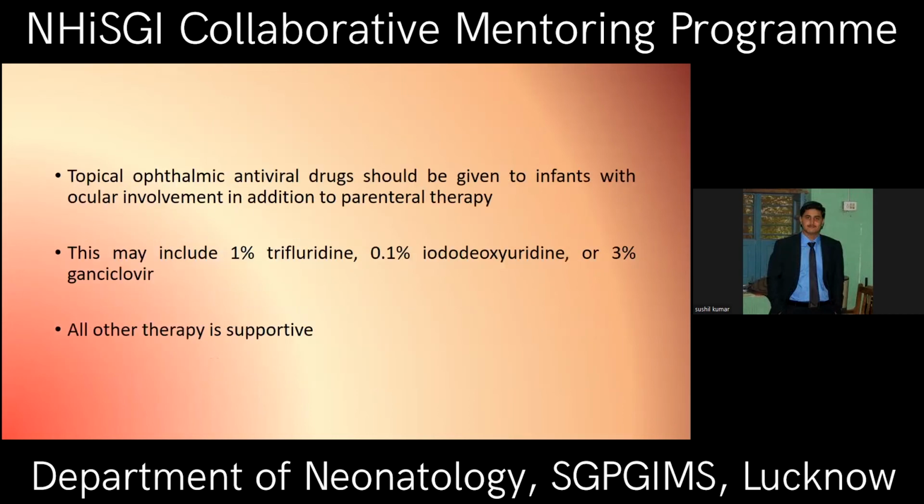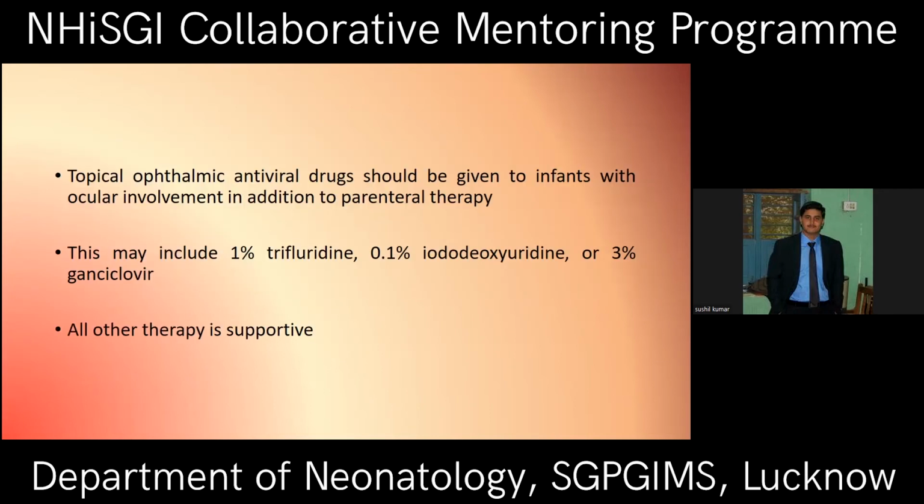Topical ophthalmic antiviral drugs should be used in patients with ocular involvement in addition to parenteral therapy. This may include 1% trifluridine, 0.1% idoxuridine, or 3% ganciclovir. And the rest of the treatment is supportive, that is respiratory support, anticonvulsants, shock management. Depending upon the standard protocols, the rest of the treatment should be carried out in these patients.